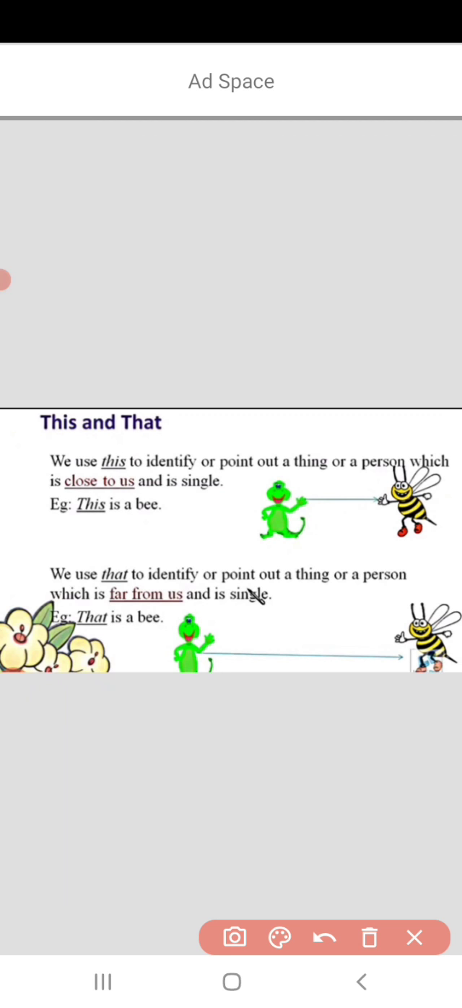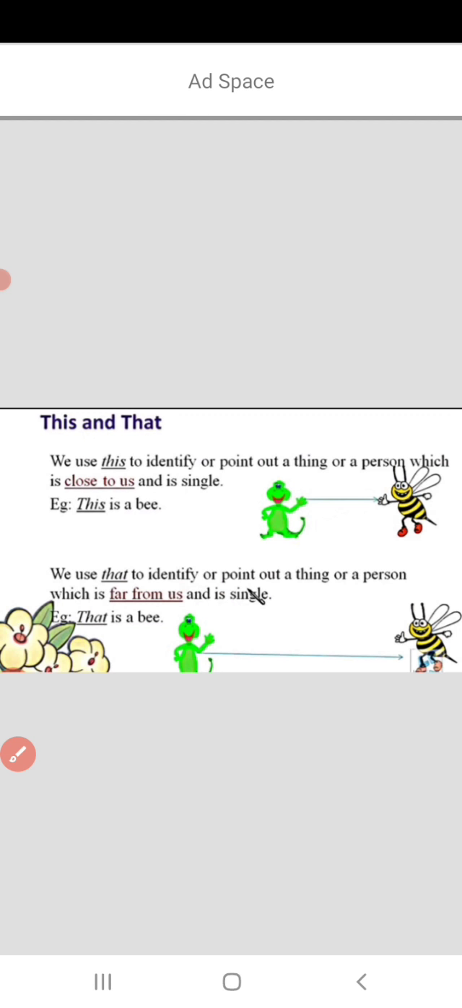We use this to identify or point out a thing or a person which is close to us and is single. For example, this is a bee. Here you can see this is a place where I am standing and a bee is near to me. So we will use this here, and here bee is single in number. So this is a bee.